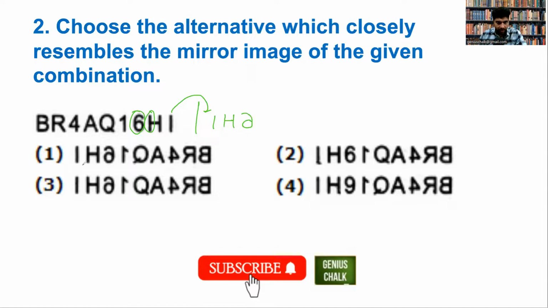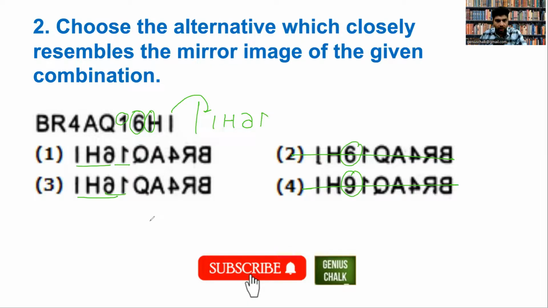Now check 6. Is this correct? Yes, this is correct. Then is this correct? Yes, this is correct. This part of 6 is 9. So 6 cannot be 9 in the mirror image, so these two options get cancelled. What we have is 1, and you know that this part has to be on this side, so this is 1. Okay, so this is correct.